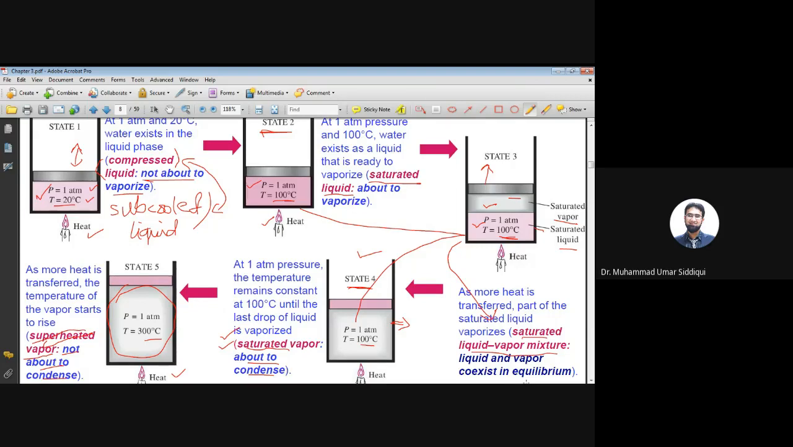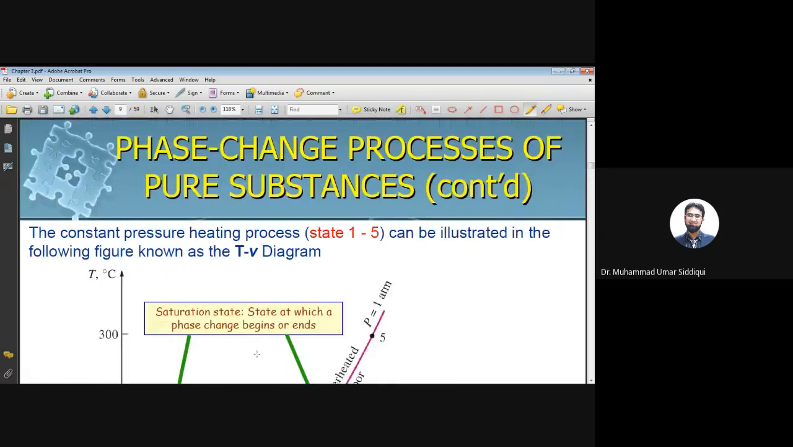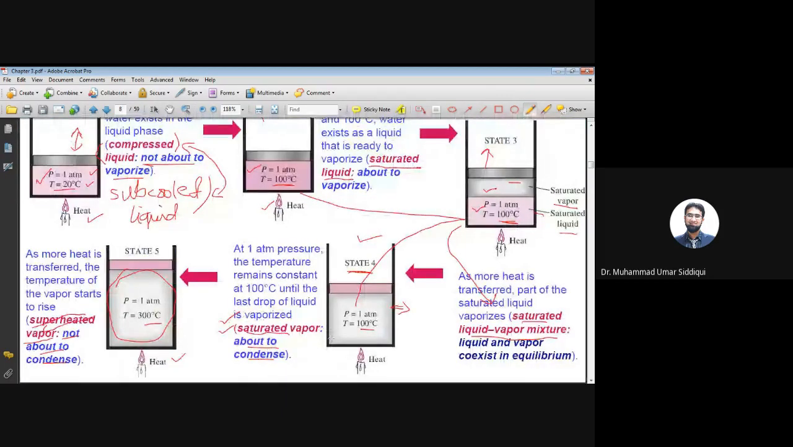And yeah, if you heat it up, vapor content will increase, liquid content will decrease. If you cool it, liquid content will increase, vapor content will decrease, but both will be there at the same time. And then saturated vapor, it's all vapor, but it is about to condense. About to condense means if you cool it slightly, some of the vapor will be converted into liquid because it is at 100 degree. And this is superheated vapor. Superheated vapor means it has a lot of energy even after becoming vapor. Okay, so if you cool it a little, its temperature will drop, but it will not condense.